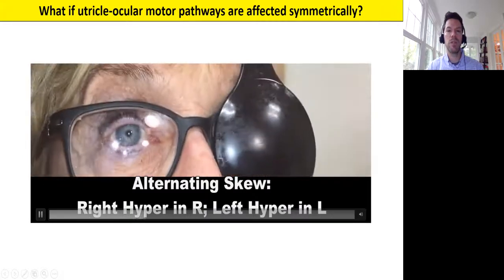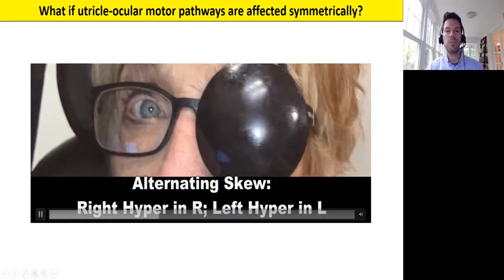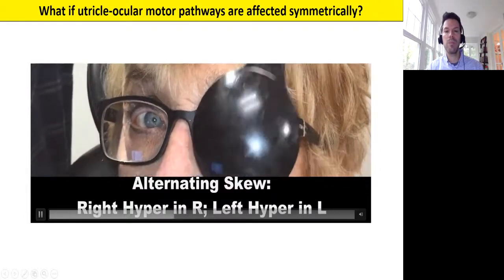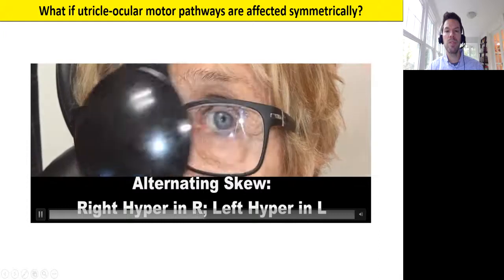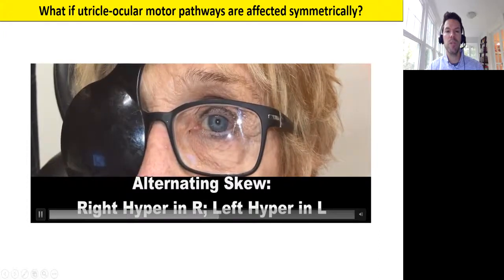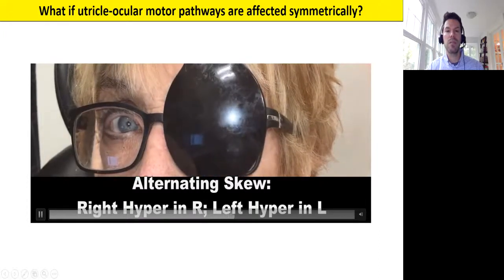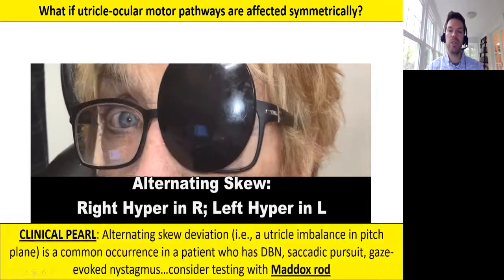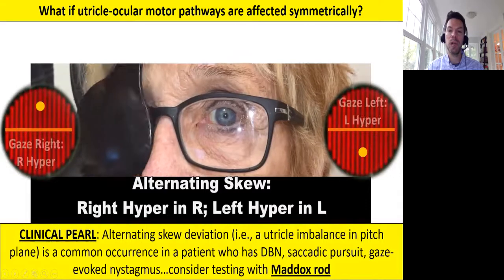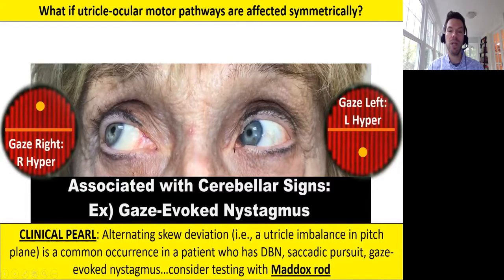Now the patient's going to look to the left. Left eye is going to come down, right eye comes up. So this patient has two things. When she's looking to the left, the left eye is too high. When she looks to the right, the right eye is too high.